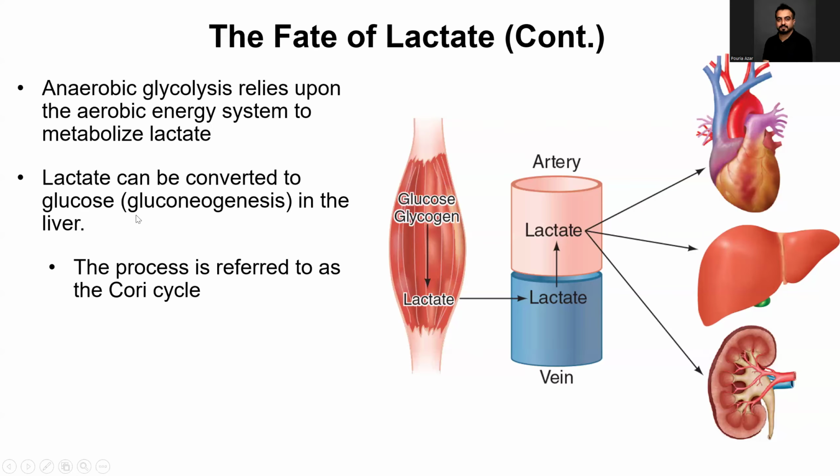Gluconeogenesis is a process of building and synthesizing glucose from other compounds, and lactate can also be used to create and synthesize glucose in the liver. And the process is referred to as the Cori cycle. So the Cori cycle has a couple of chemical steps and reactions, in which lactate can be converted to glucose in the liver.